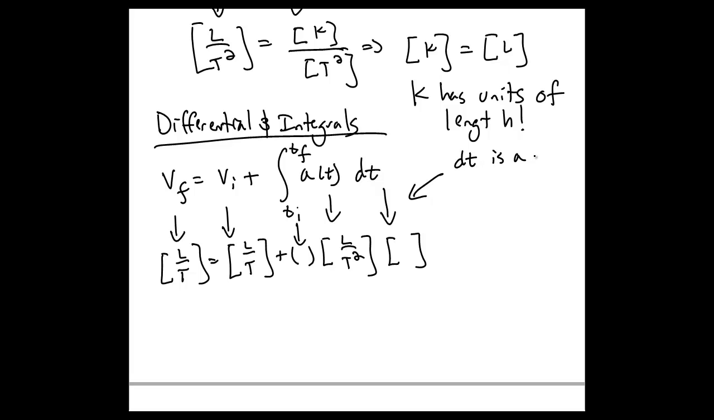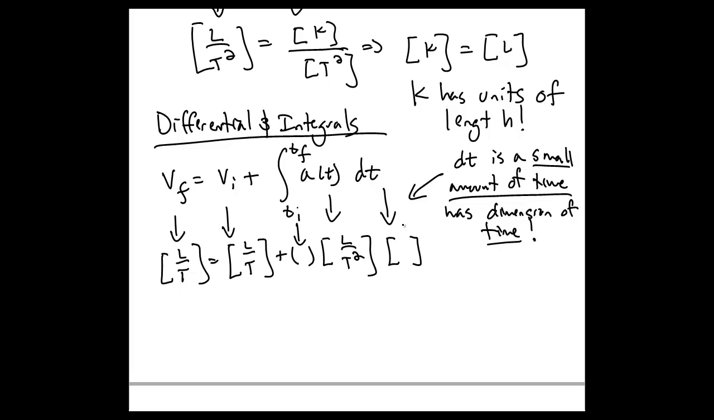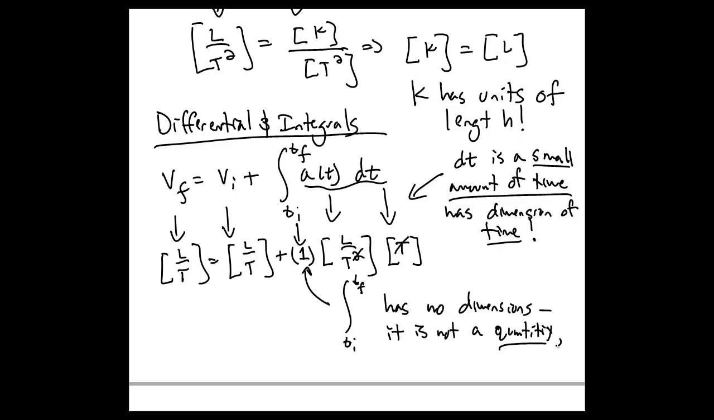So dt is an infinitesimal amount of time, and being an infinitesimal amount of time, that means it's just a small amount of time, and so it also has the dimensions of time. And so we put dimensions of time for dt, and then we see that the time dimensions partially cancel, leaving us with length per time for a of t times dt, and that's the right units for speed or velocity. And so we see that now the integral sign must have no dimensions. It doesn't have any physical dimensions. It is not really a quantity after all. It's more of an operation.